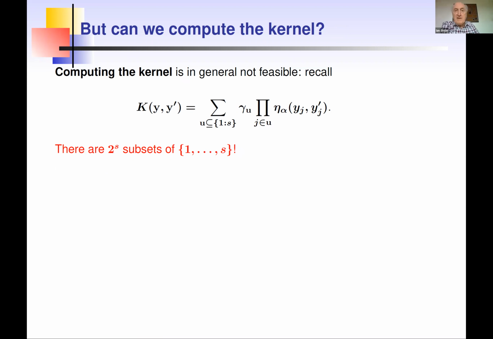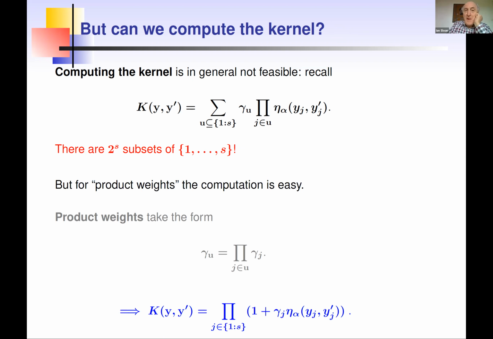But can we in fact compute the kernel? Computing the kernel is in general not feasible because it involves the sum over 2 to the s subsets of 1 up to s. But for product weights, it is feasible and easy. Product weights take the form where my weights gamma u are just products of gamma j's, and you can easily see that the kernel is in fact just a product of 1 plus gamma j times the eta alphas.